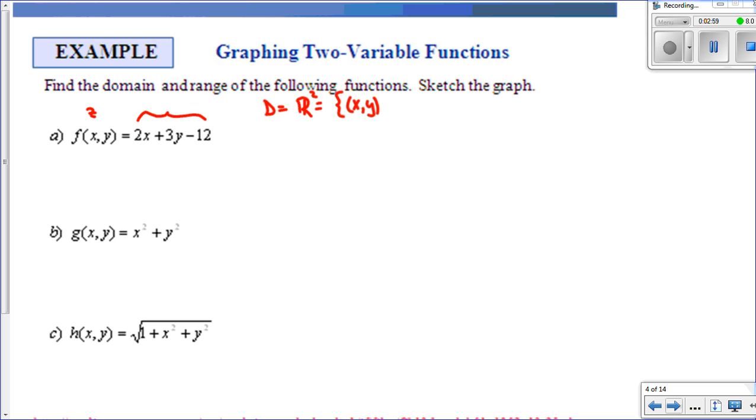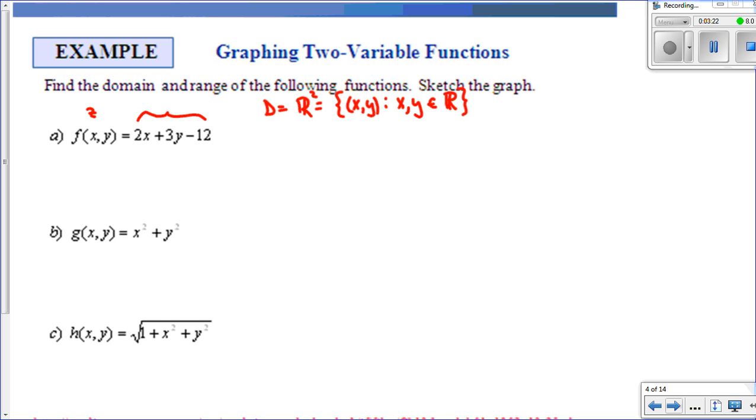or in set notation, it would be the ordered pairs (x, y), which indicates that it's a point. You have to have an x and a y value to plug into the domain, such that x and y are real numbers. So we can say x, y are elements of the real numbers. So that's our domain. Now the range is the possible z values.